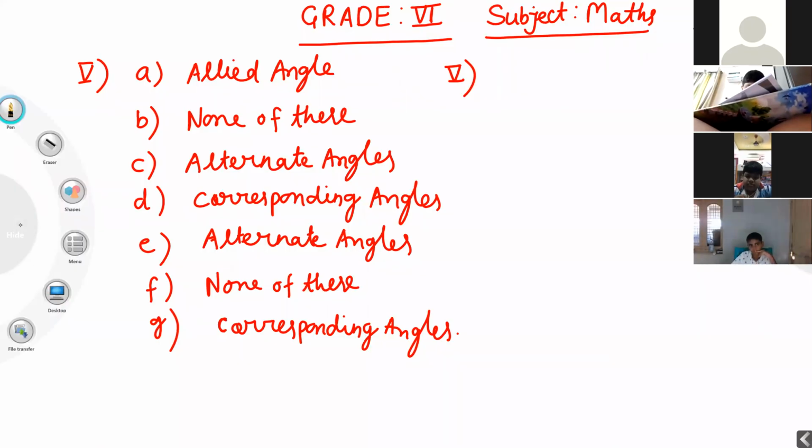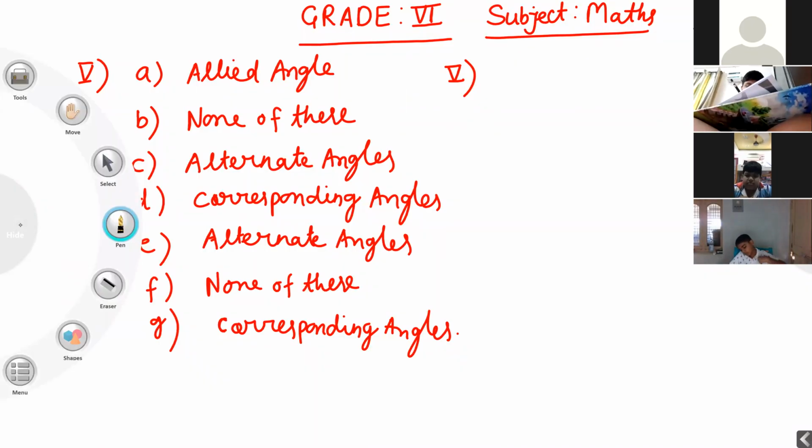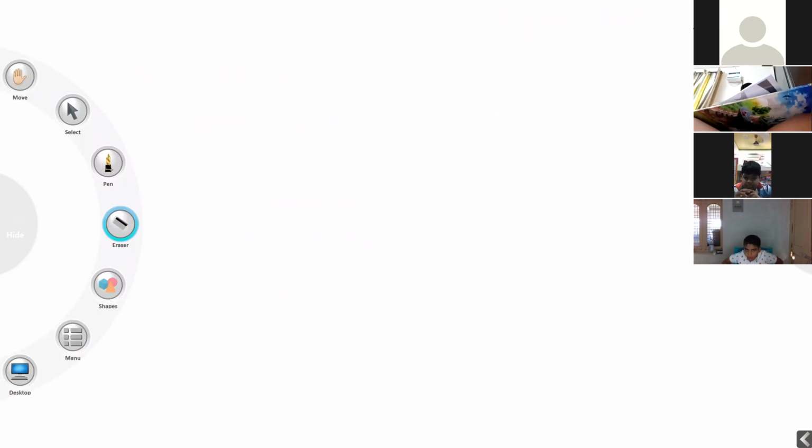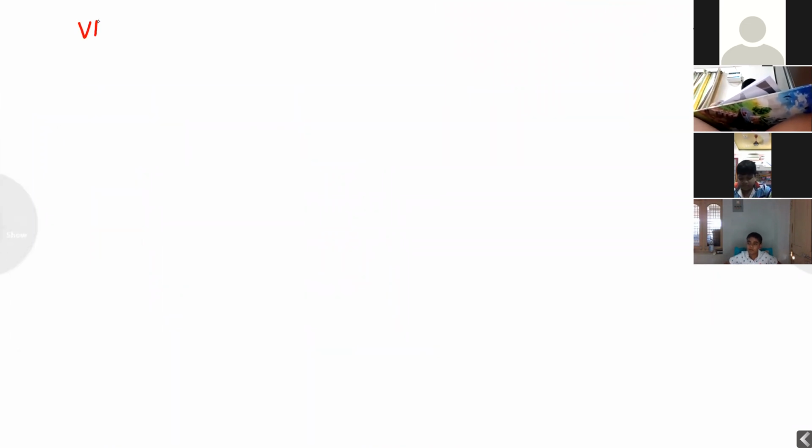Sixth bit now. Line N is the transversal to the pair of parallel lines L and M. Complete the following tables as instructed.